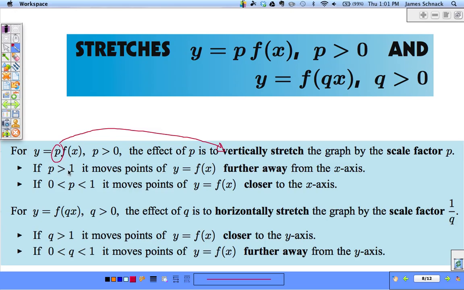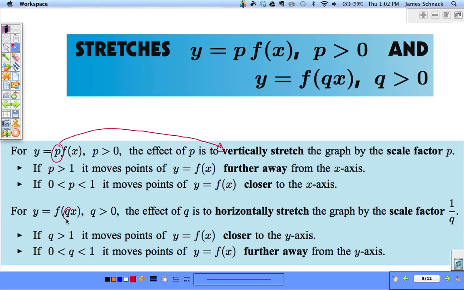If p is greater than 1, we will move further from the x-axis. Makes sense. If it's 2 times f of x, that means it's going to get 2 times as tall. If p is a fraction, p is between 0 and 1, it moves the points closer to the x-axis. So we're smushing it. We are stepping on the top of it. We're making it shorter. Everything gets lower, closer to the x-axis.